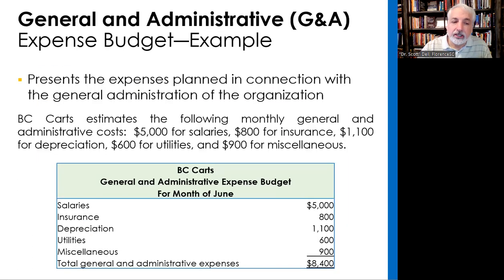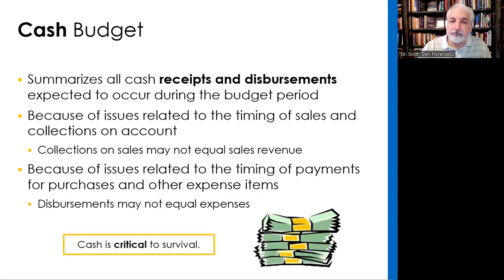Then we have our G&A, general administrative stuff. And we look at salaries, insurance, depreciation, utilities, and miscellaneous. It looks like miscellaneous is the third highest there. Accountants don't like miscellaneous. It's too broad and subject to interpretation. So we try to get as specific as we can, typically in a budget. But again, you do build in some cushions to go with that. So here's our total general administrative budgeted costs to go with that.